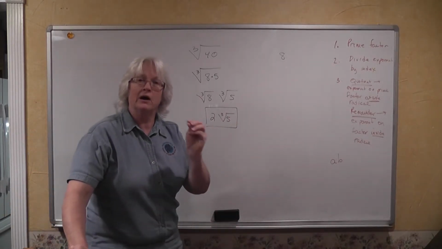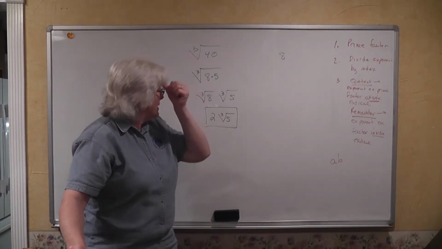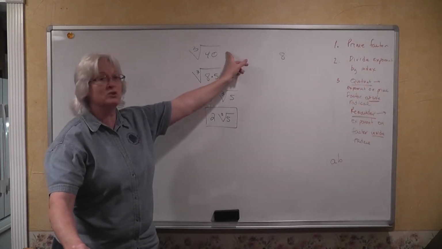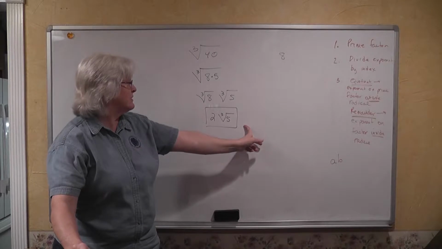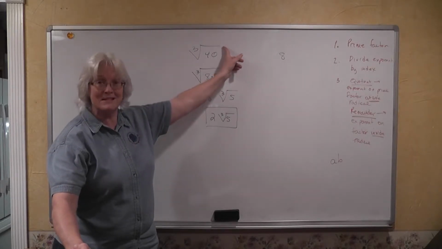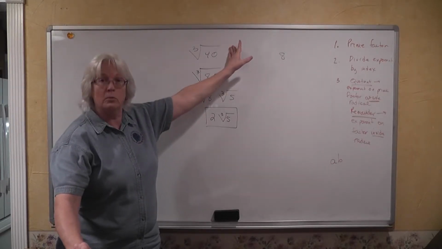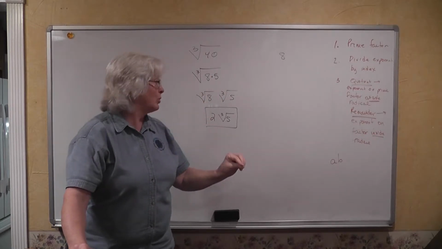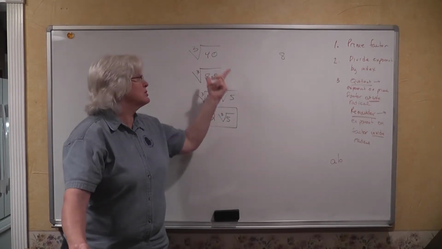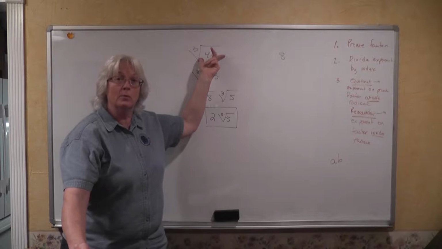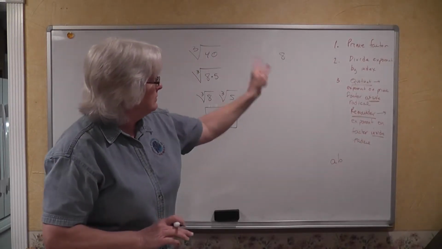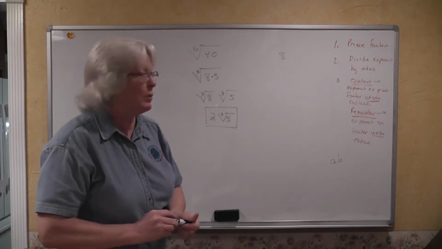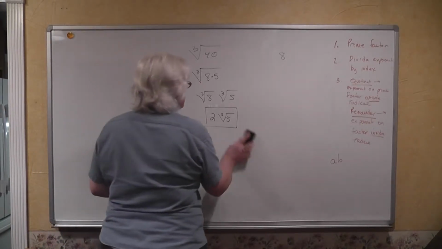And this is where you have to understand what's going on, because there's no way that your mind is going to say that this representation here is more simple than the cube root of 40, but in the math world it is, because you're not allowed to have any perfect cubes underneath that radical sign there.